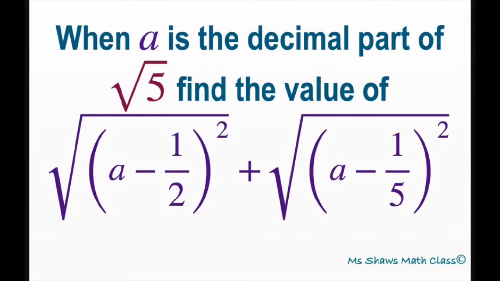Hi everyone. When a is the decimal part of square root of 5, we're going to find the value of square root of (a minus 1/2) squared plus the square root of (a minus 1/5) squared. All right. So basically, let's look at square root of 5.